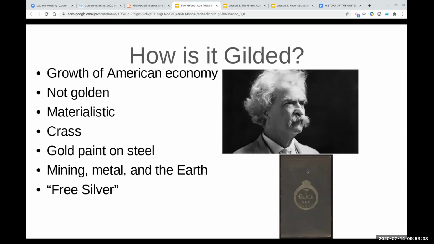Silver becomes mined to a large extent out west. And in fact, there's a whole movement to try to make silver the main American currency as opposed to gold. Most currencies used to be backed by a specific metal, and there was a movement called free silver, which was an attempt to get silver to back American currency. And this was very popular out west. And you'll read about it when you read your textbook.